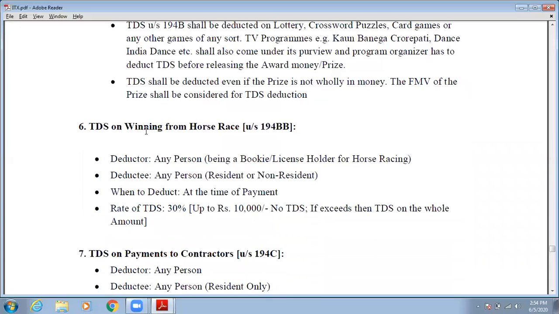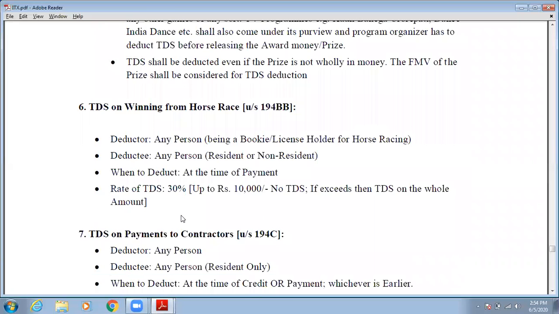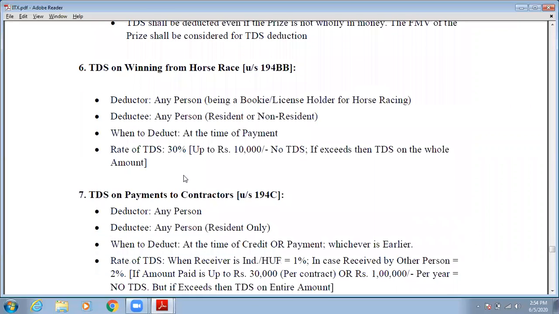Then TDS on winnings from horse races under section 194BB. So, if you pay some amount on the competition of horse races, then who will be the deductor? Any person, being a licence holder for horse races. Who will be the deductee? Any person, resident or non-resident. When to deduct? At the time of payment. Rate of TDS will be 30%. Up to 10,000 no TDS, and if such amount exceeds 10,000, then on the whole amount you will deduct the tax at the rate of 30%.